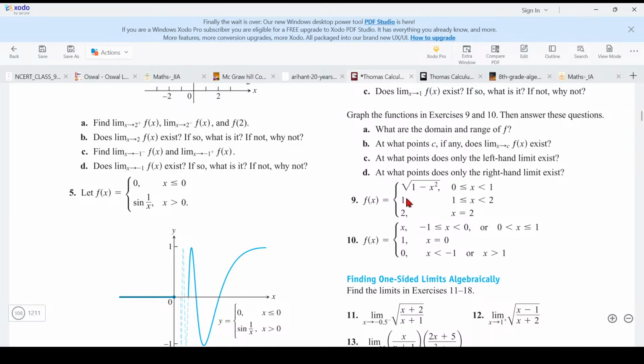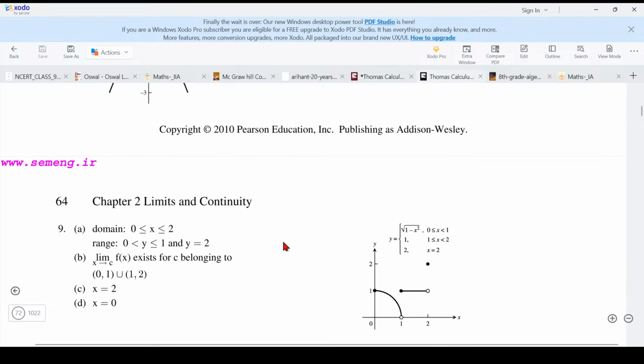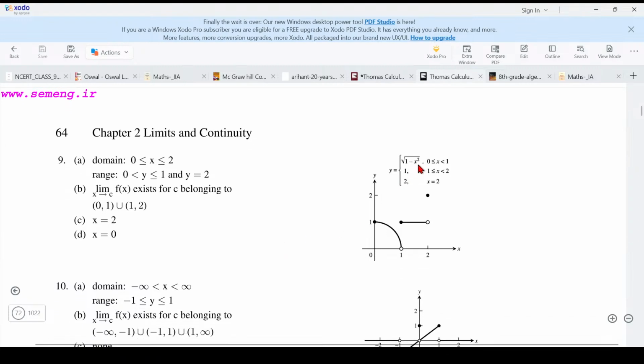Okay, he is given two more functions: root of 1 minus x square, 1 and 2. These are two functions. Let us look at the graphs. Root 1 minus x square looks something like this. Why does it look like this?